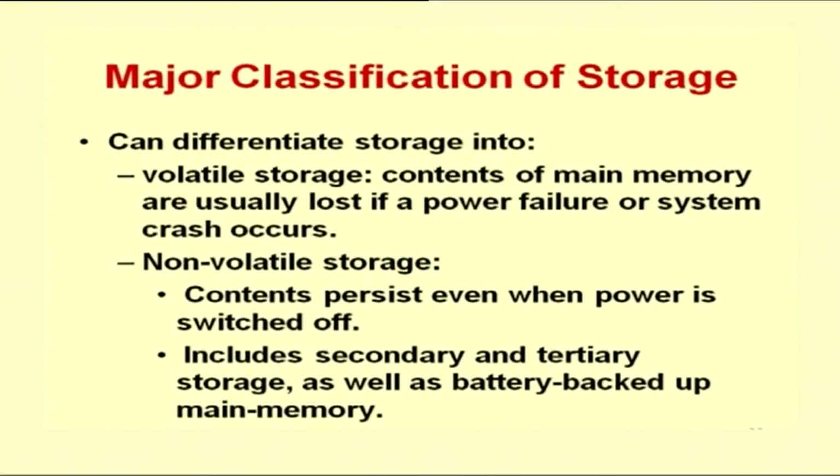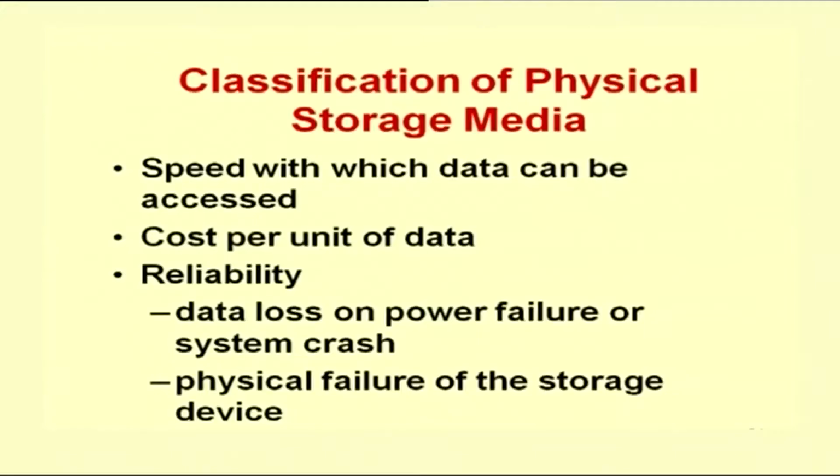Now, we talk about storage. Let us go a little more into detail about storage. There are major classifications which we have already discussed a little bit. We can differentiate storage into two: volatile storage, the contents of main memory, which are usually lost when there is a power failure or system crash, and non-volatile storage, which remains even when the power is switched off, and includes secondary as well as tertiary memory as well as battery-backed-up main memory. So, you can classify physical storage media based on different things.